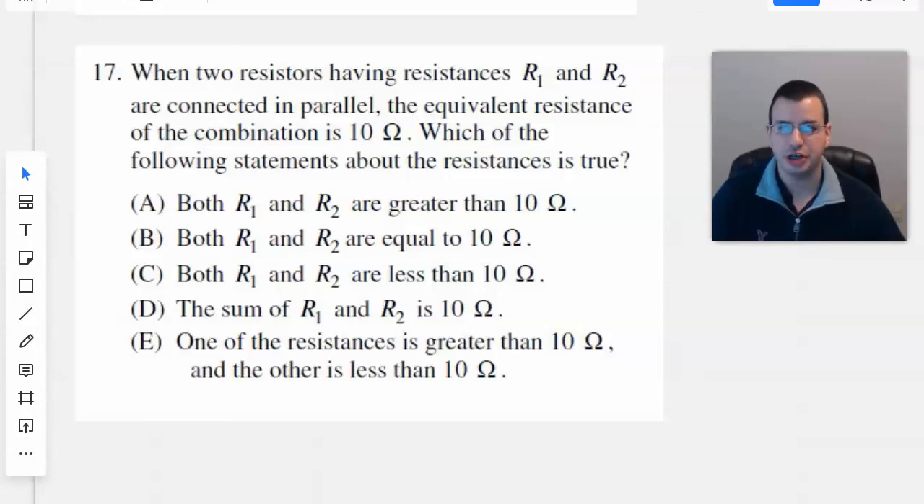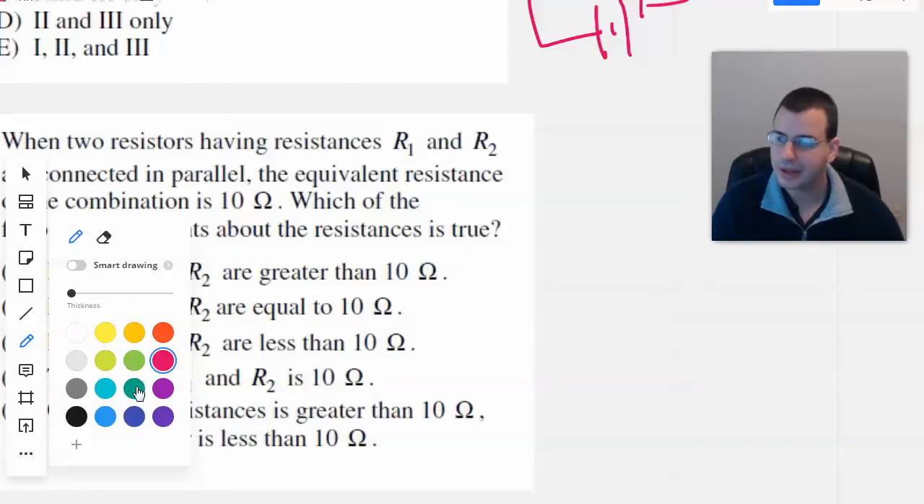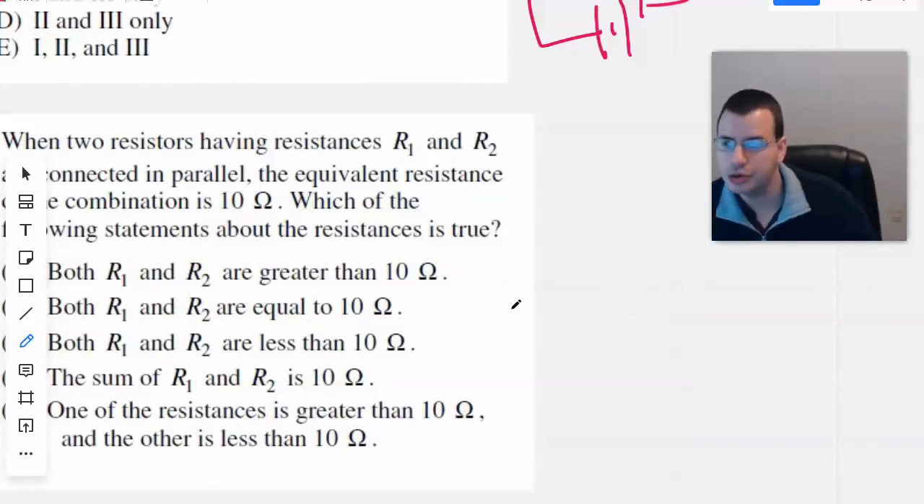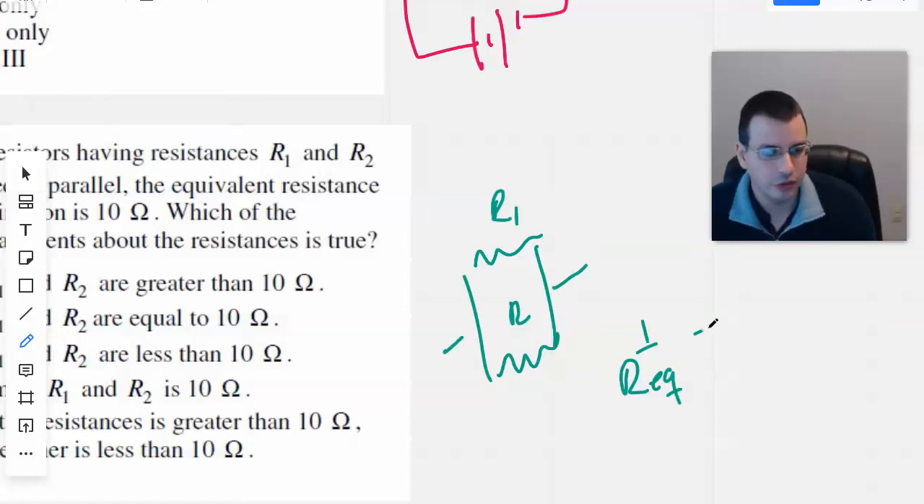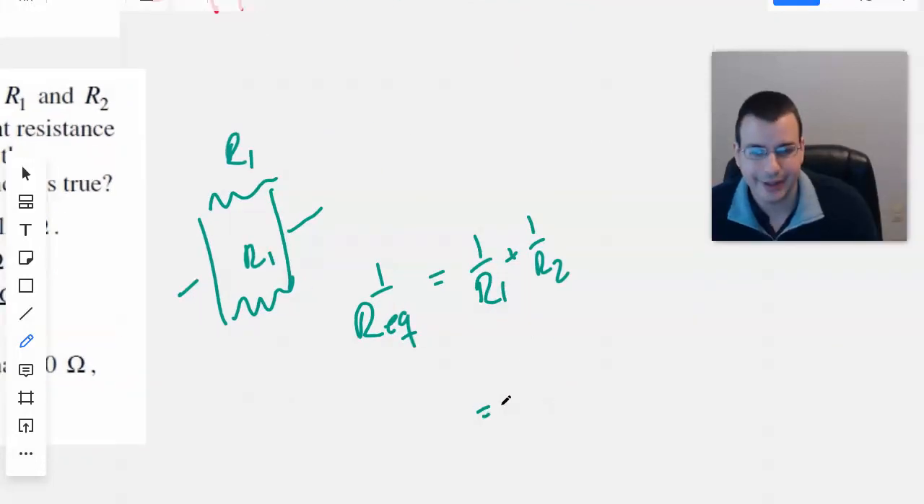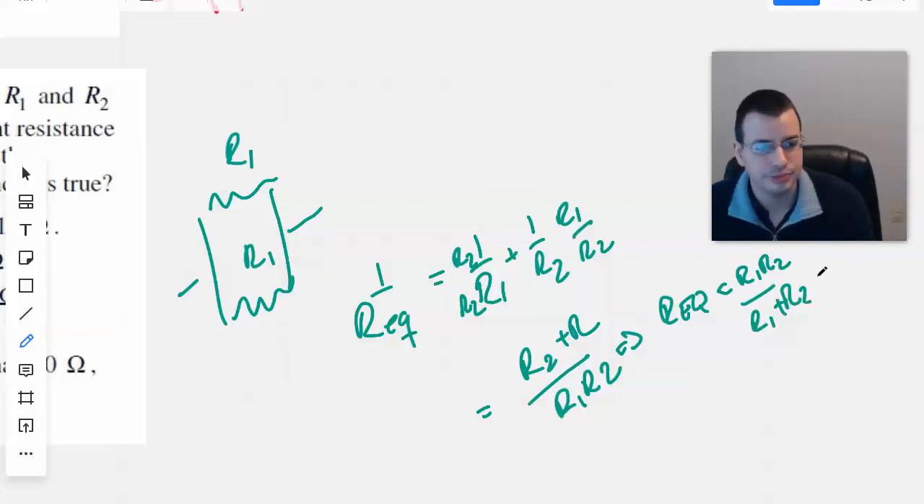When 2 resistors having resistance R1 and R2 are connected in parallel, the equivalent resistance of the combination is 10 ohms. Which of the following statements are true about this resistance? My visualization is not too good here. So 2 resistors connected in parallel, R1, R2. For the equivalent resistance, 1 over R equivalent equals 1 over R1 plus 1 over R2. Do a common denominator and add these together: (R2 plus R1) over (R1 times R2). Therefore, R equivalent equals R1 R2 over (R1 plus R2).